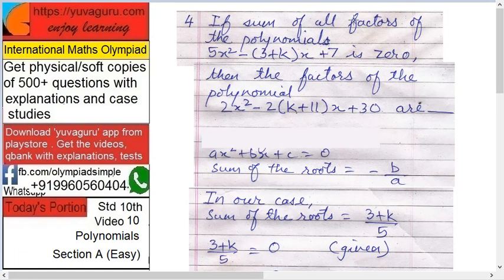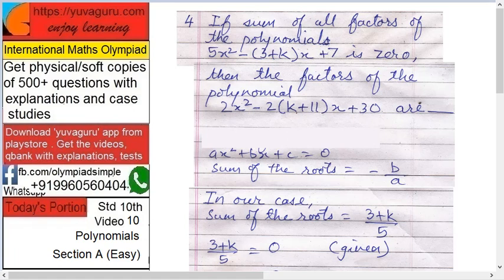If the sum of all the factors of the polynomial 5x² − (3 + k)x + 7 is 0, then find the factors of the polynomial 2x² − 2(k + 1)x + 30. It means one polynomial is given, the sum of the factors is given, and we are required to find the other one.